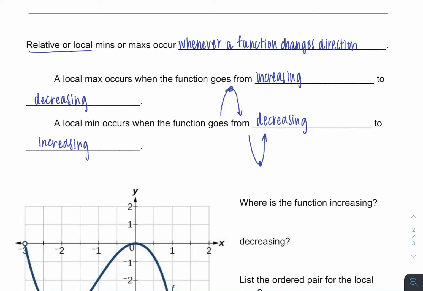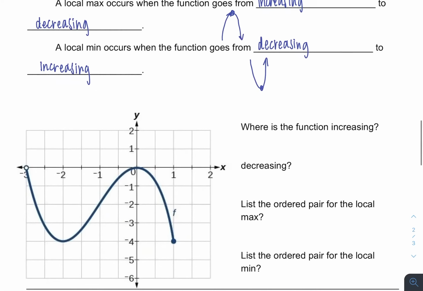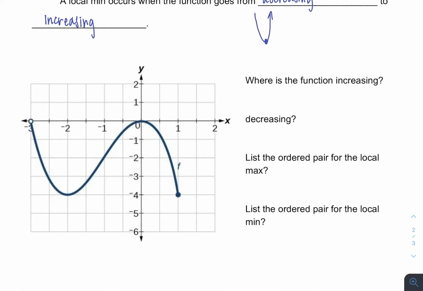Again, I want to reiterate that local or relative maxes or mins, we're mostly going to use the word local, occur whenever there's a change in direction. So it's not the lowest point and it's not necessarily the highest point, but it's whenever it changes direction.